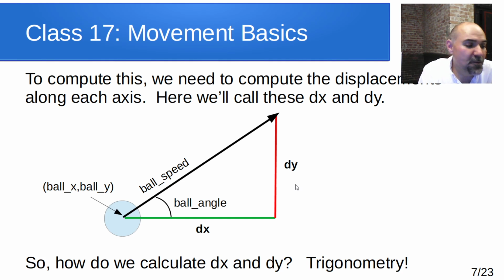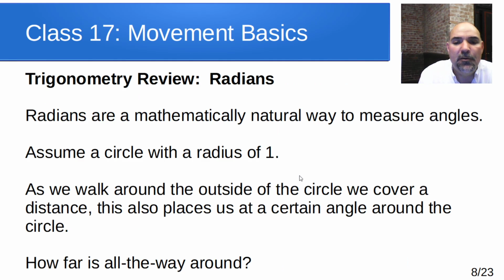Now, the answer to that is we're going to use a little bit of trigonometry. And maybe you have already done enough trigonometry you could figure out, all right, given that and that, how do I solve for dx? Given this and this, how do I solve for dy? But I'm going to do a quick review here. So first review item here is radians.